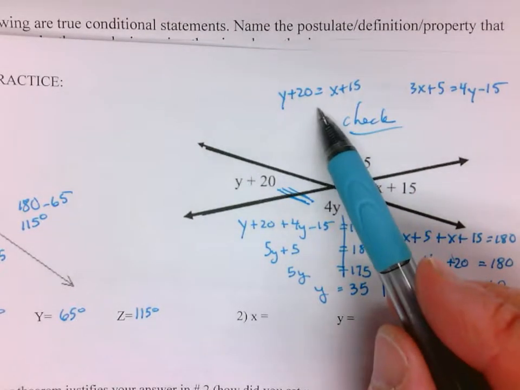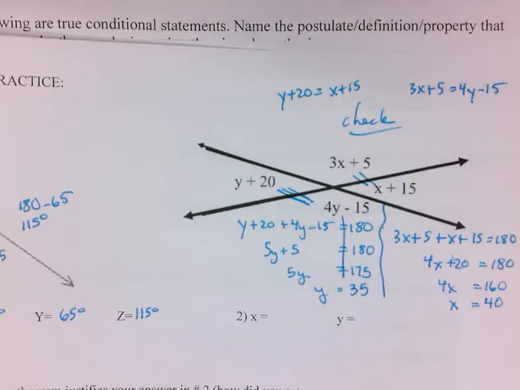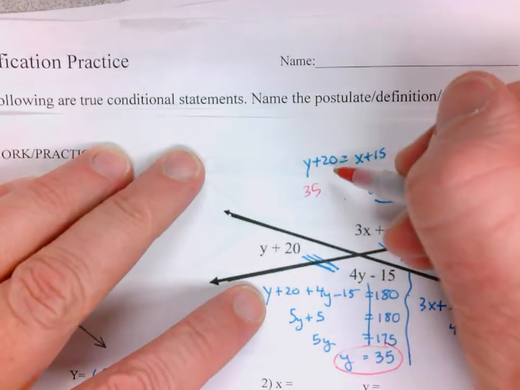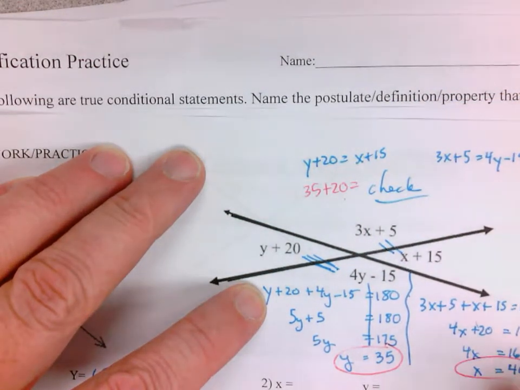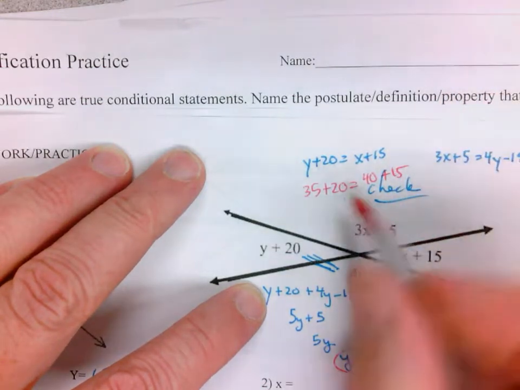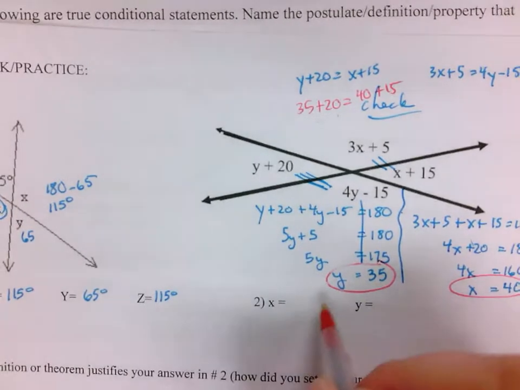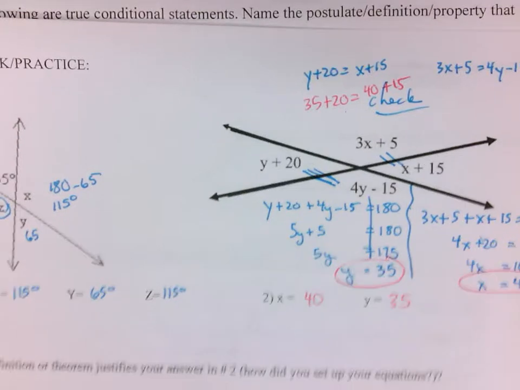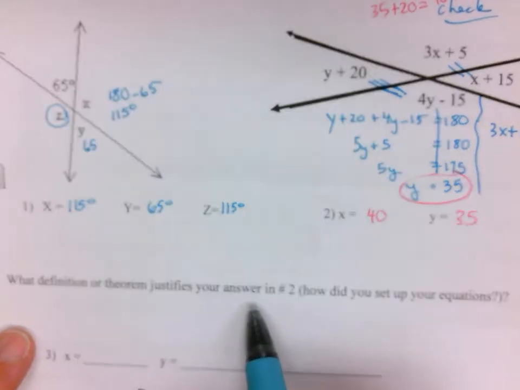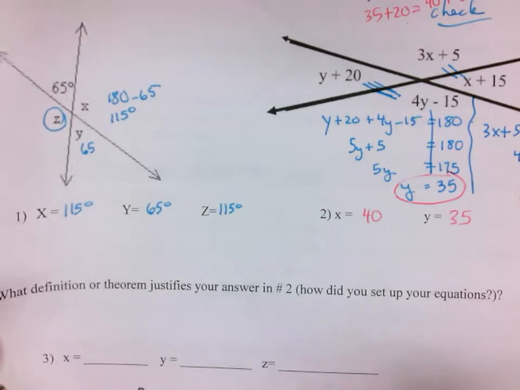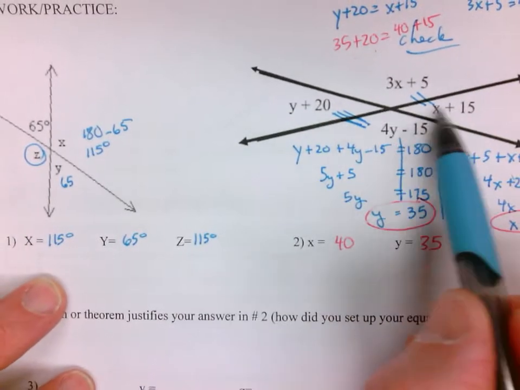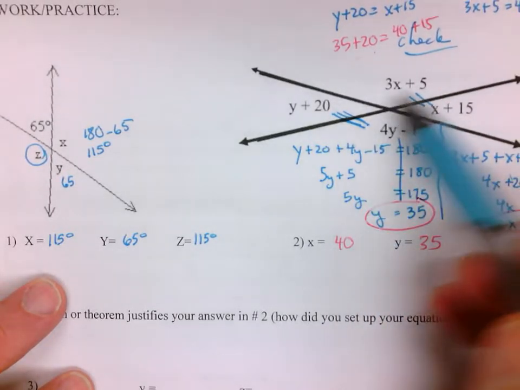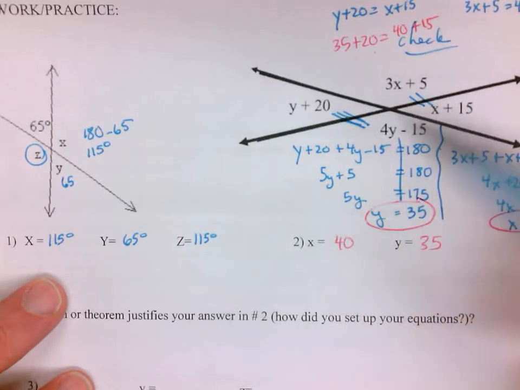So now you can use these original equations to check, take your answers and see if they make a true statement. So if y is 35, 35 plus 20, x is 40, is that equal to 40 plus 15? 55 equals 55. So there is a way to check that. It says, what definition or theorem in number 2 did you use to justify to set up your equations? Well, this across the way would be vertical angles theorem, or vertical angles congruent, and this would be linear pair postulate, definition of supplementary angles.